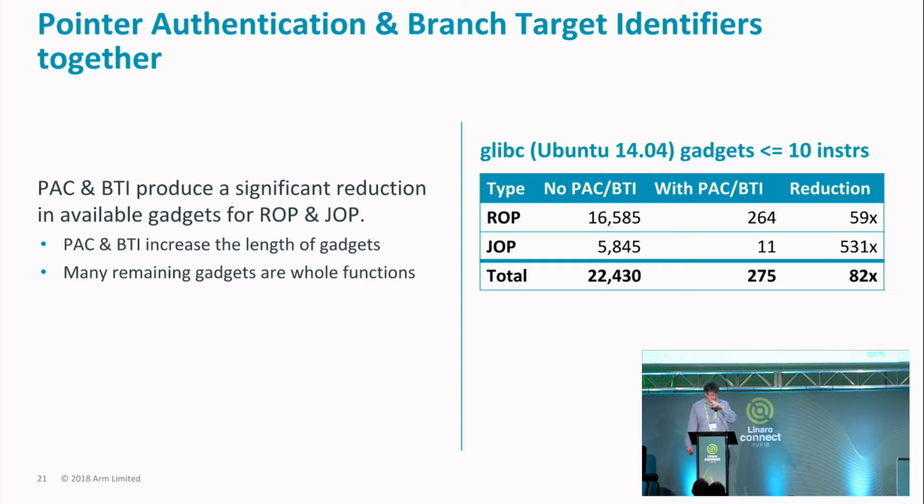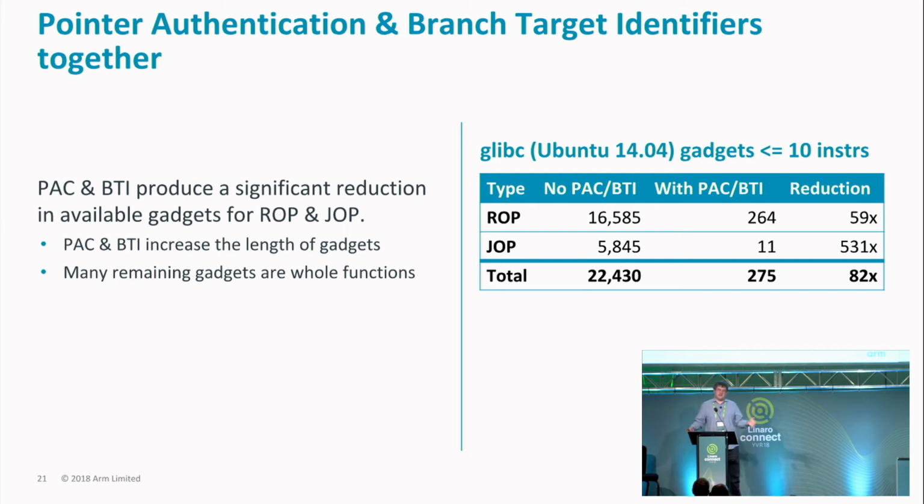We did some research internally, and there's external research that's been done as well by other groups that return similar results. Basically, while PAC and BTI don't get rid of all the gadgets that are possible, they make a significant reduction. This is looking at Ubuntu 14.04's glibc and the gadgets in there, glibc being a prime target for people to attack because of some of the things it can do. And we see a massive reduction. Also, the length of gadgets increases.